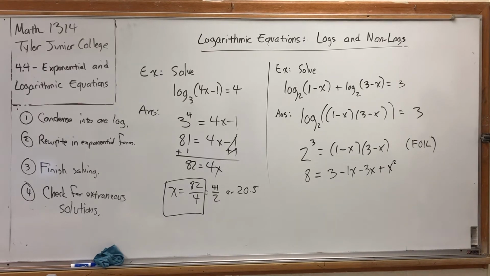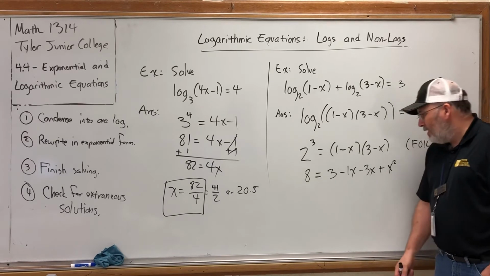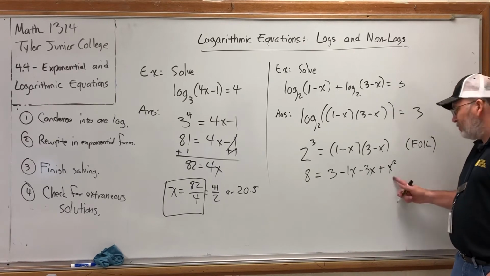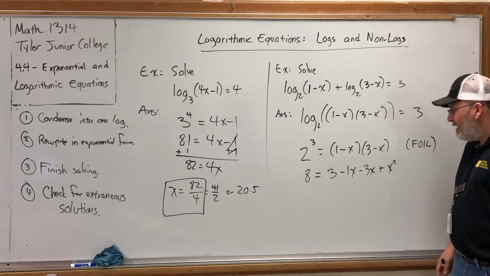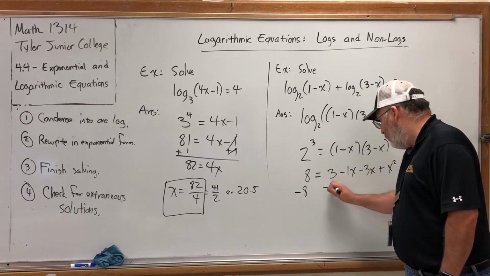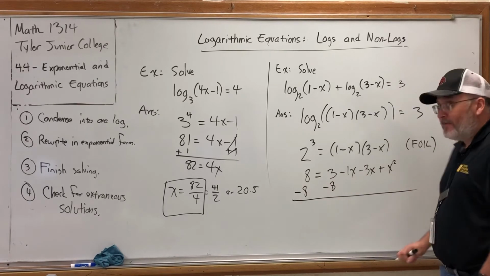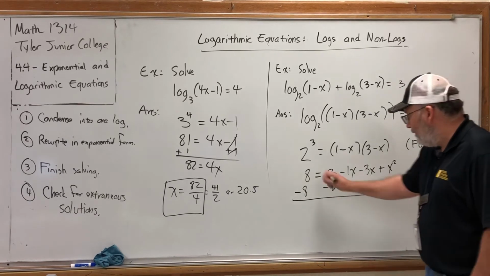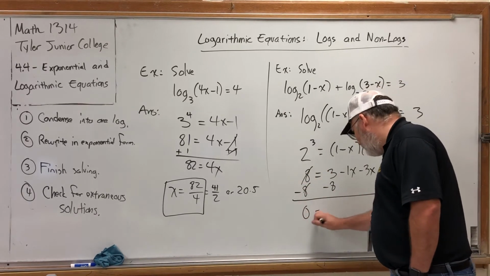So let's do 3 things at once. Number 1, we're going to combine the like terms in the middle. Number 2, we're going to rearrange the terms so the x squared is first. And number 3, we're going to get it equal to 0. Can you do all that at once? Actually, you can if you're very, very careful. 8 minus 8 is 0.